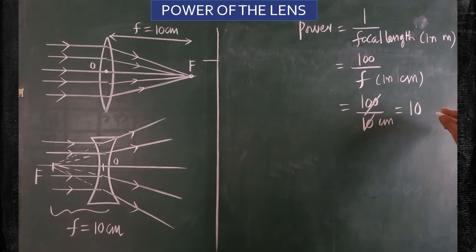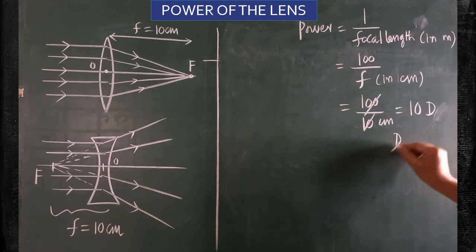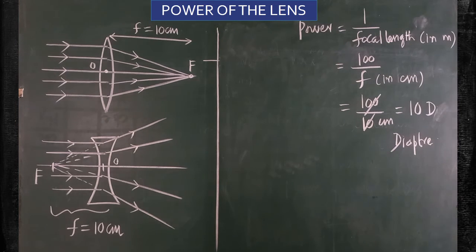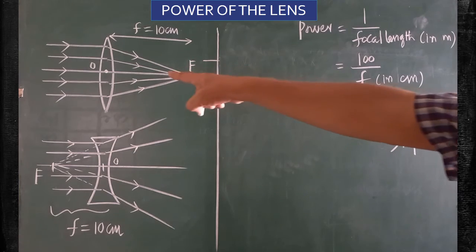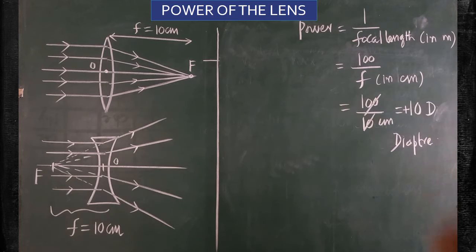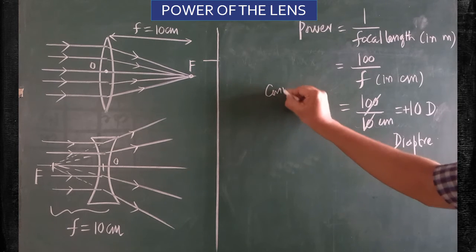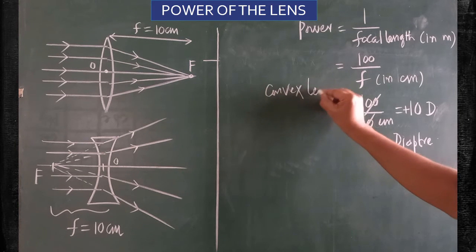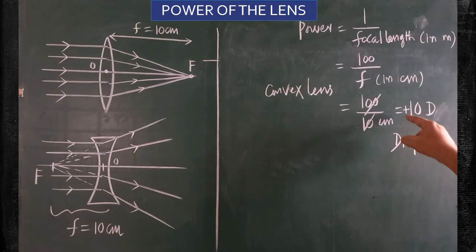The power of the lens is written in terms of the unit called diopter, simply written as D. Diopter is the unit of power of the lens. Since the lens is a convex lens, the value of power must be taken as positive. Always, in the case of a convex lens, the power of the lens is positive.